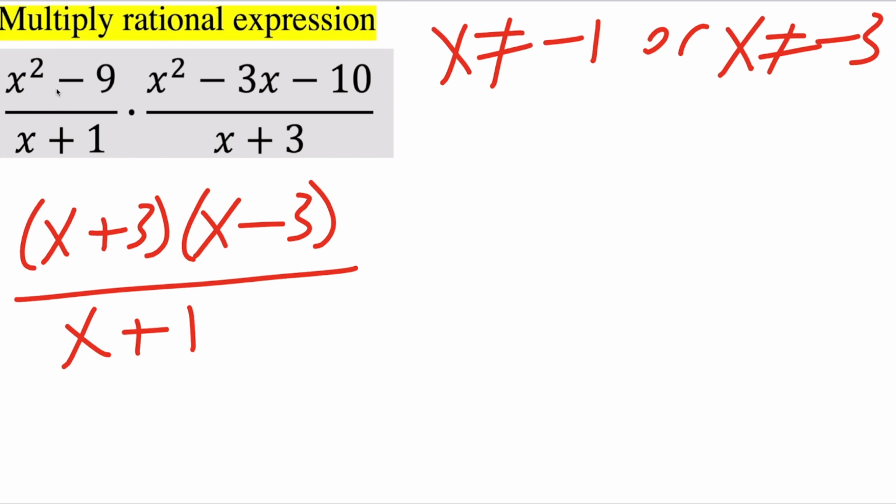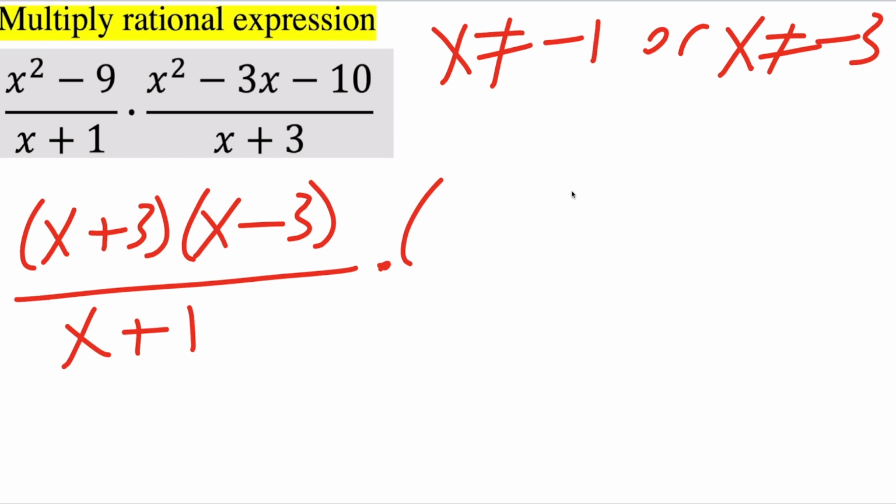x times x is x squared. 3 times -3 is -9. x times -3 is -3x. And then x times 3 is positive 3x, and negative 3x plus 3x is 0x. This is one of those perfect squares. Times, we'll do this piece.